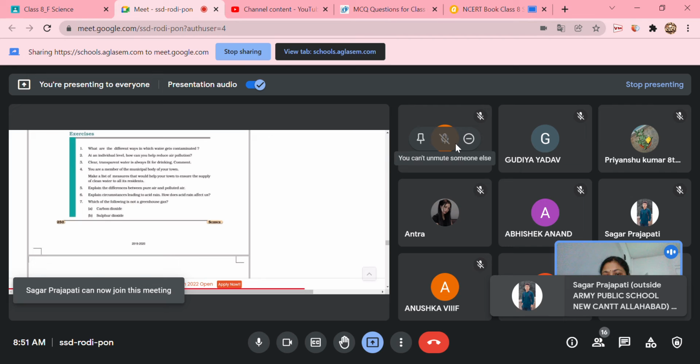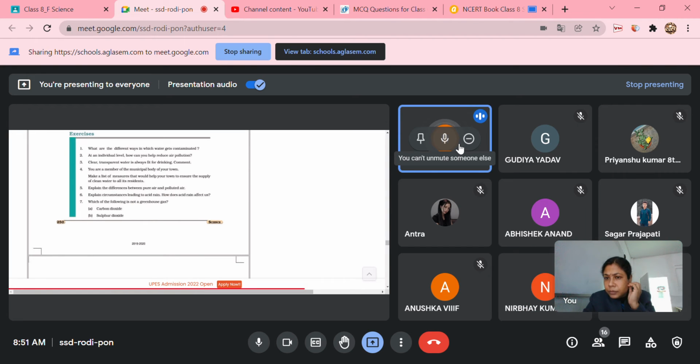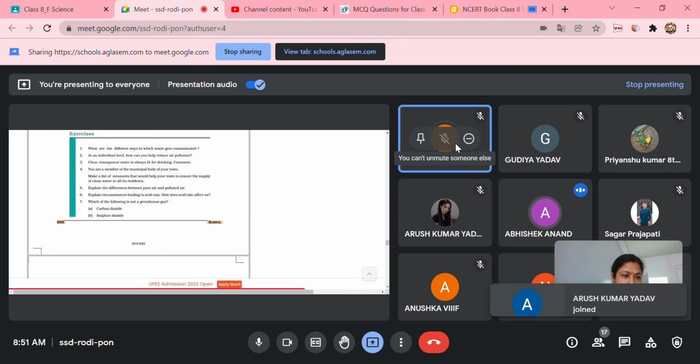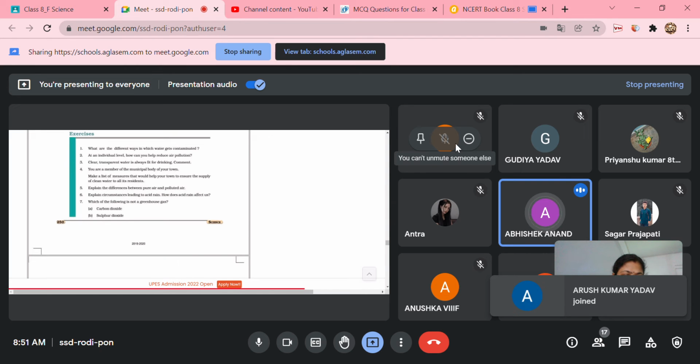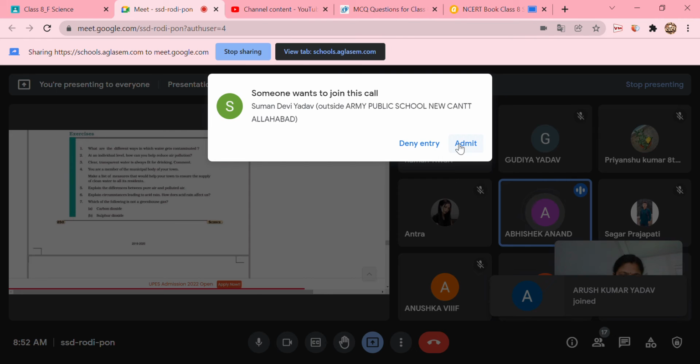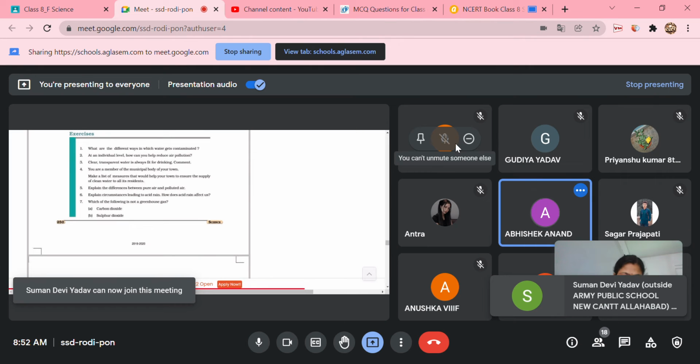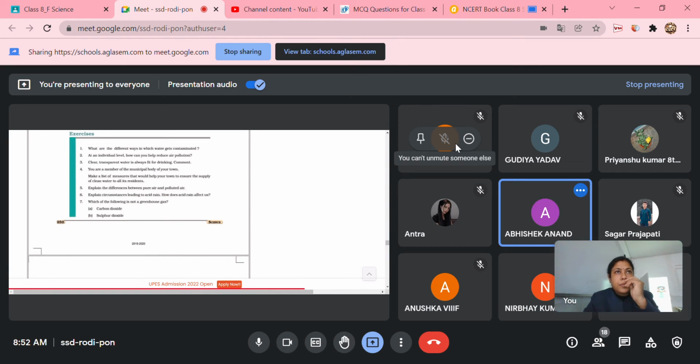Next question, Naman. Clear transparent water is always fit for drinking, comment. Ma'am, it's not true. Even though water looks transparent and clean, it may have some particles that are not good for health, or a huge amount of salt concentration in it. Hence the water will not always be fit if it's clear or transparent.